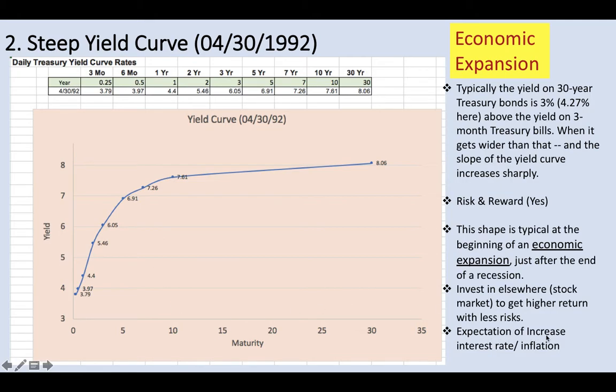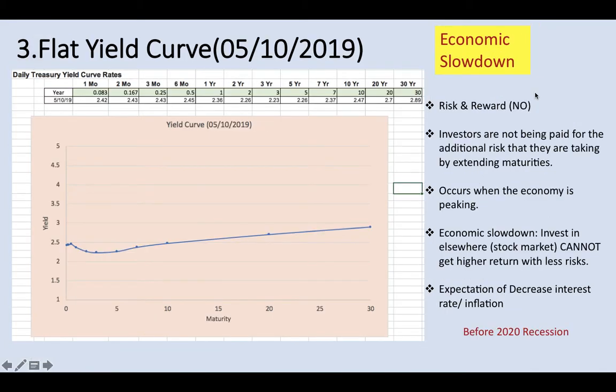Also, if you are expecting the near-term interest rate and the inflation to increase, nobody wants to hold the bonds. So they are expecting the bond yields are going to increase. So that's the steep yield curve in the economic expansion.